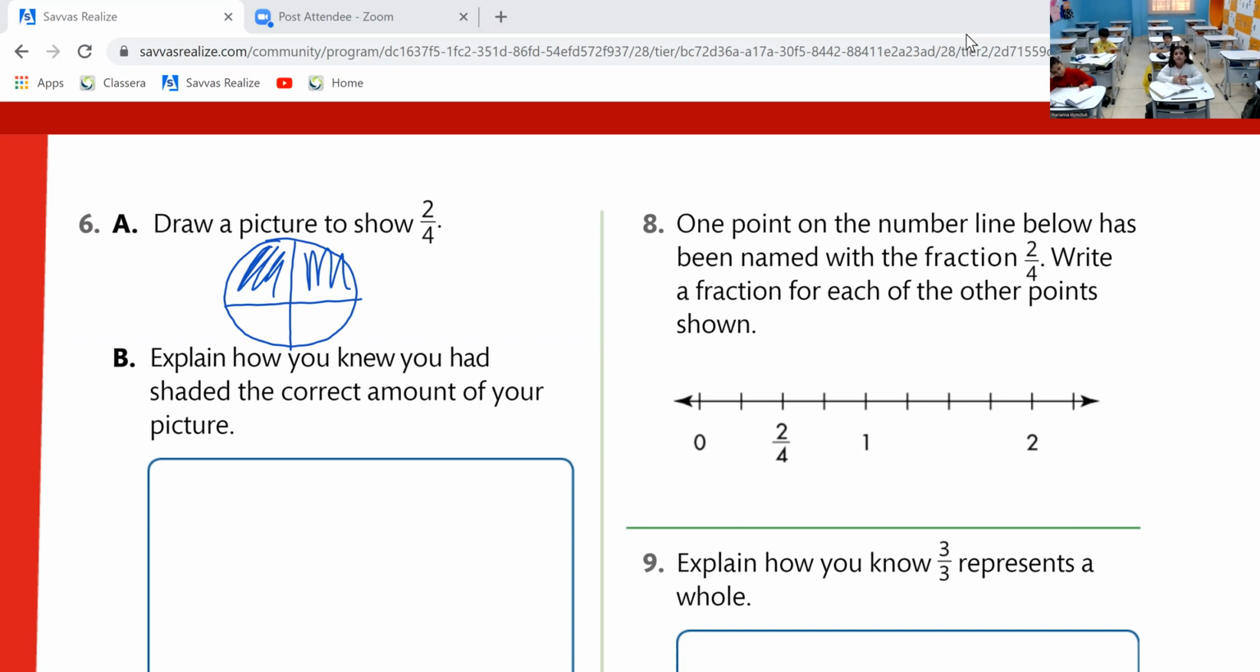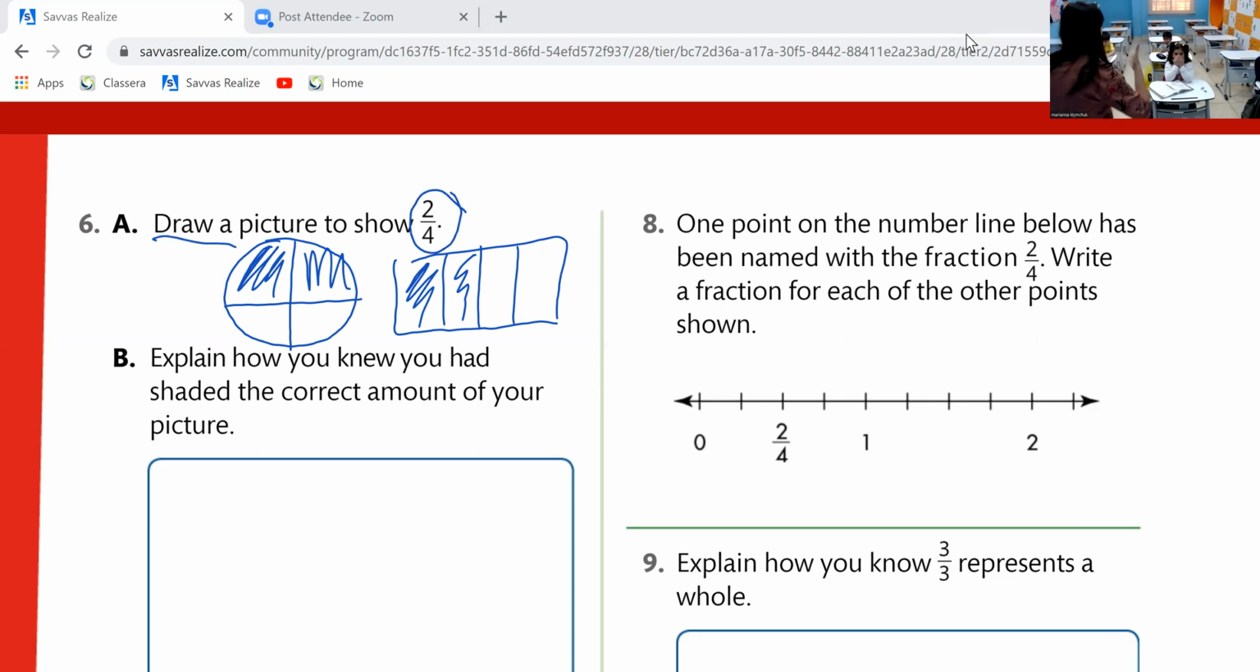What can be another picture? It can be like this. Divide into 1, 2, 3, 4, and shade 2. Any picture doesn't matter for me, but here I need to draw and show this. Maybe you need to draw and show another fraction.